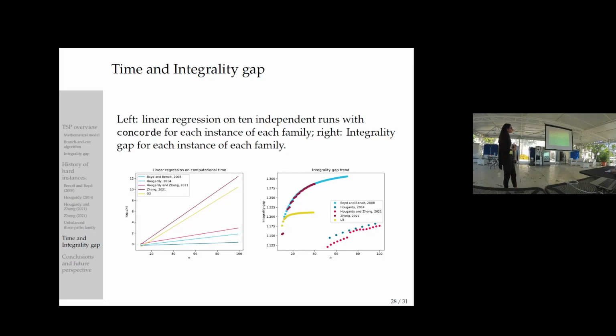But when we put everything together, we see that this is actually not completely true, because the instances with the highest integrality gap, the blue one, the one provided by Benoit and Boyd, and maybe you cannot see the colors properly, but it is this line, the second line. And the integrality gap provided by Zong in 2021 is the second highest integrality gap, and it is associated with the top hardest instances. The yellow line in the right plot is the integrality gap of the unbalanced triplet families.